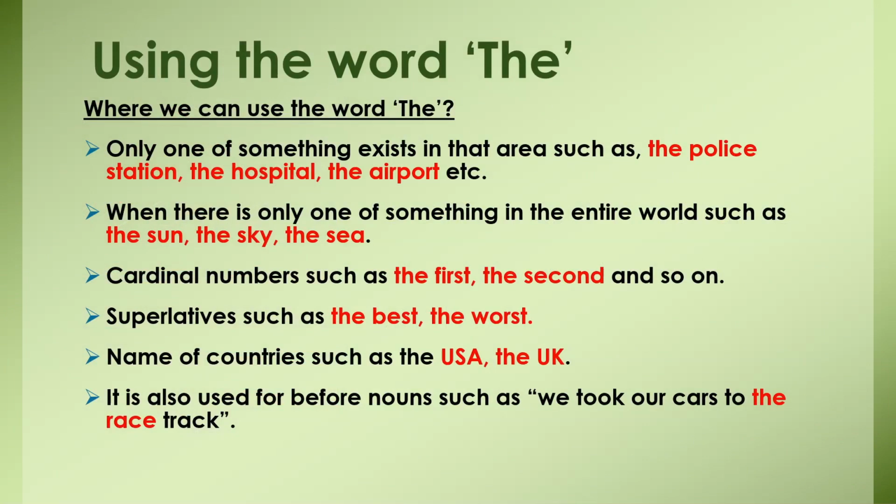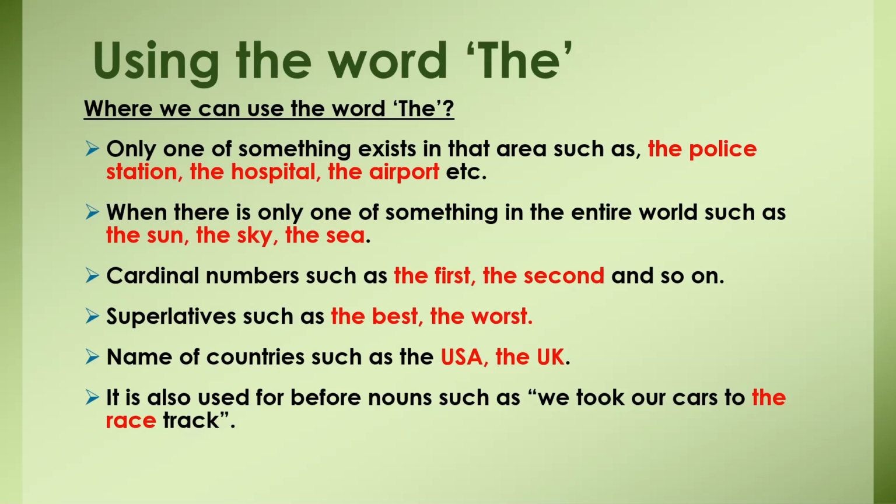First is using the word the, means where we can use the word the and where we cannot use the word the. Here are some examples of using the word the. We use the when only one of something exists in that area, such as the police, the cinema, the hospital, the train station, the airport, the bus stand, etc. It is also used when there is only one of something in the entire world, for example, the atmosphere, the sun, the sky, the sea, among many others.